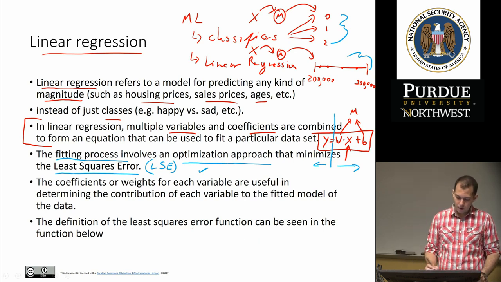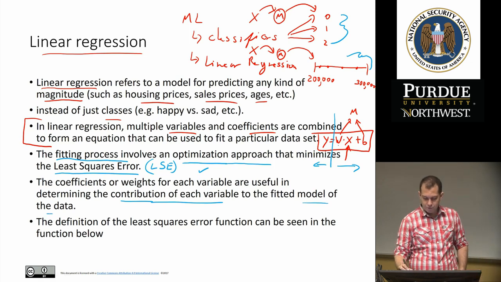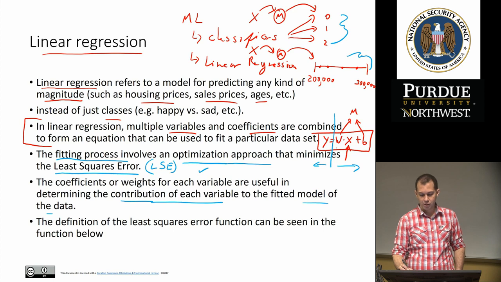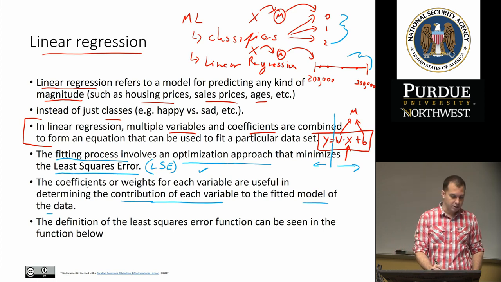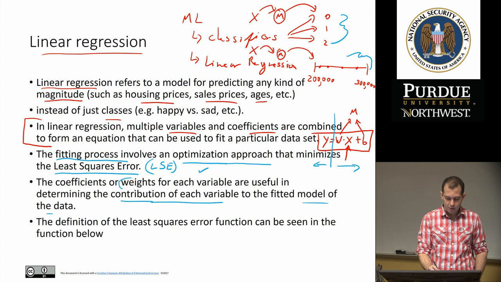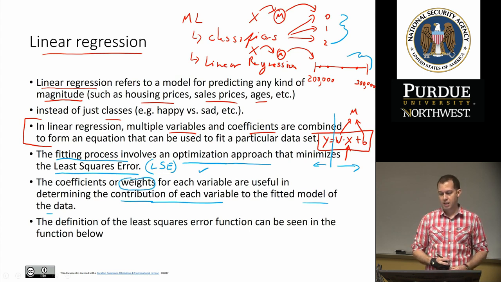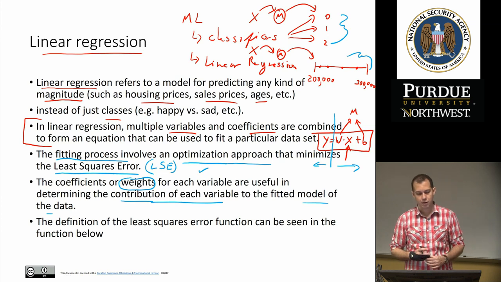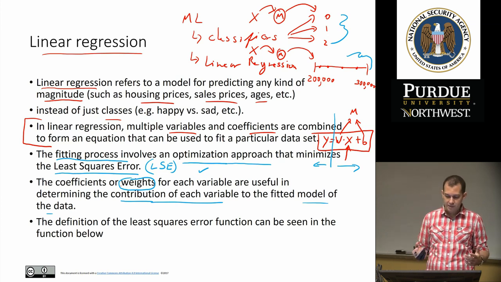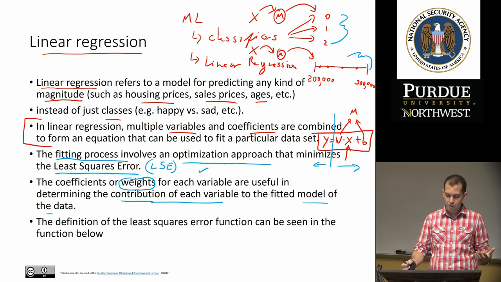So the coefficients or weights for each variable are useful in determining the contribution of each variable to the fitted model of the data. So these coefficients refer to this W, which in machine learning, maybe when you took the statistics class, you called these the coefficients. In machine learning, the terminology is usually the weights, right? And the key intuition when you hear the word weights is that it implies the contribution of an input.